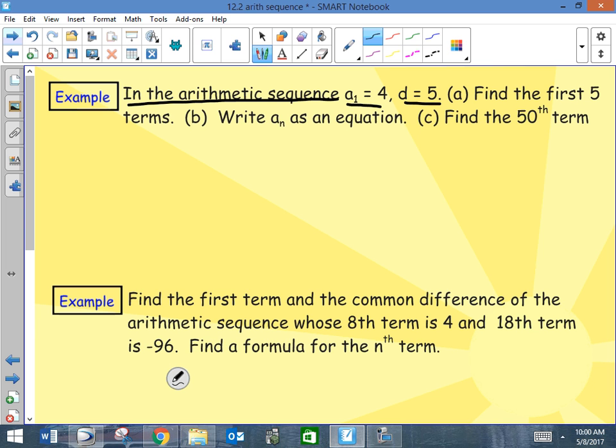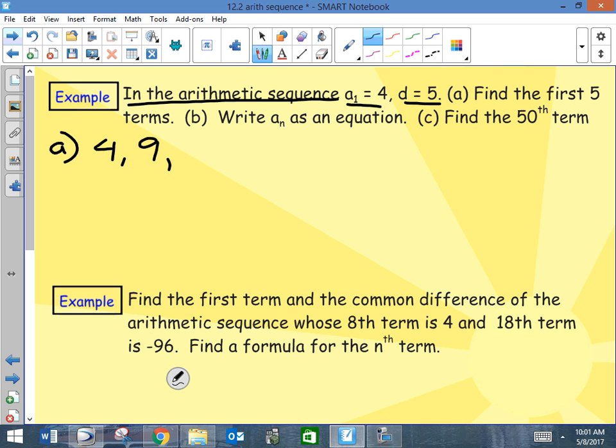A1 is 4 and D equals 5. Okay, A says to find the first 5 terms. All right. So part A, first term is 4. What's the second term, Elena? 9. Good. What's the third term, Rachel?